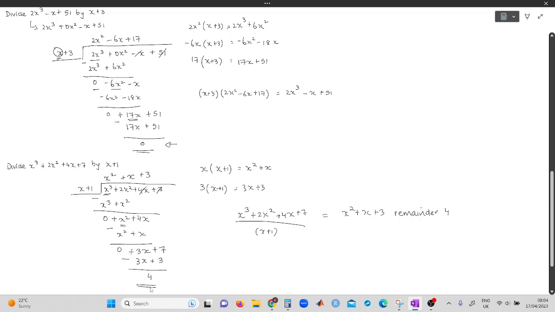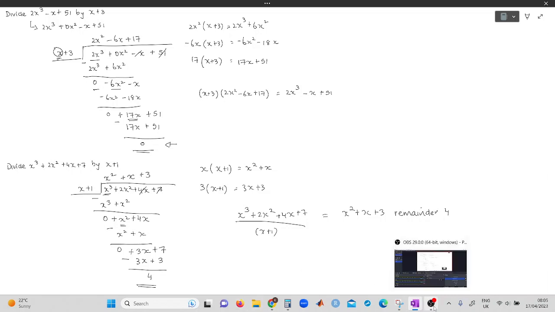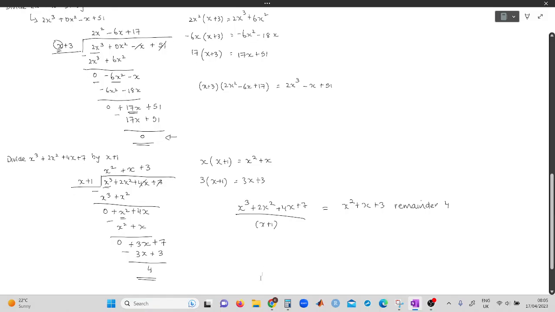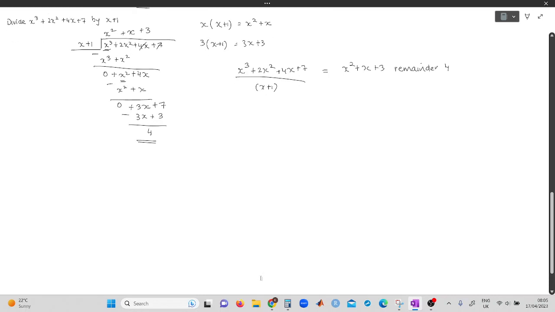Good. So I think it's clear. You can proceed with the screenshot, and then we will continue. Next, we will do the factor theorem. Okay, next will be the factor theorem.